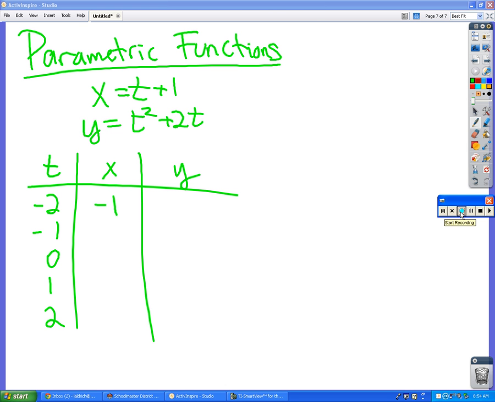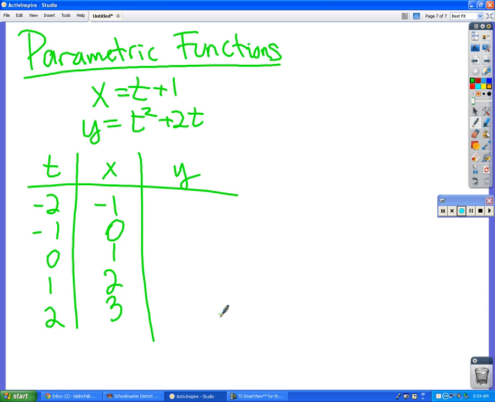All right, so you put in -2, we get -1. Put in -1, you get 0. You put in 0, you get 1, and then 2, and then 3. Okay? The y is a little bit trickier.